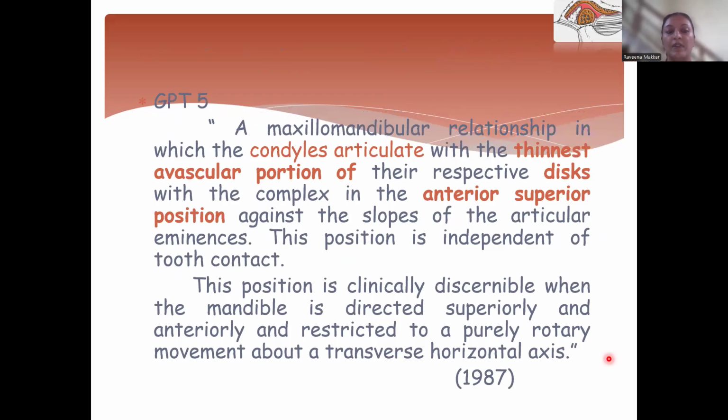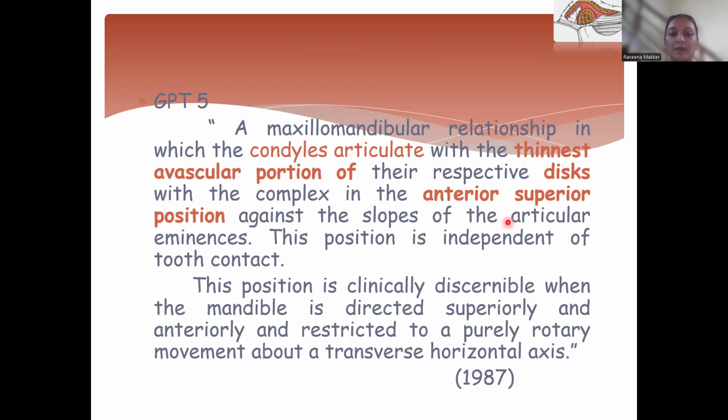Now, in 1987, GPT-5 defines centric relation as a maxillomandibular relationship in which the condyles articulate with the thinnest avascular portion of their respective discs with the complex in the anterior superior position against the slopes of the articular eminences. Now, this position is independent of tooth contact. This position is clinically discernible when the mandible is directed superiorly and anteriorly and restricted to a purely rotary movement about a transverse horizontal axis.